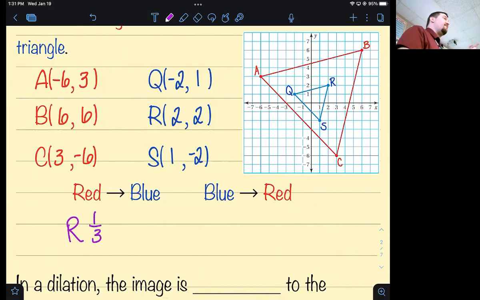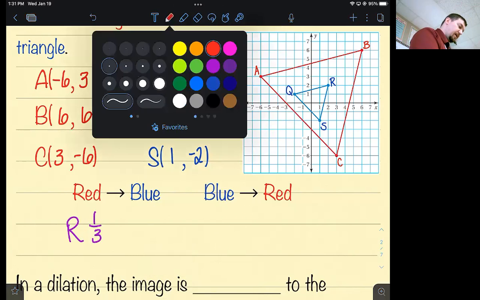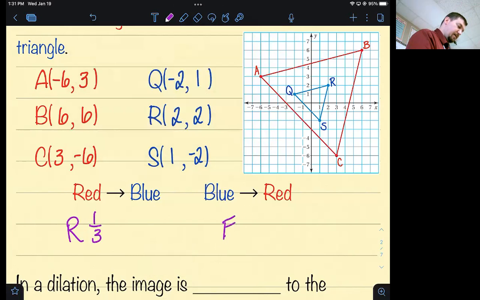What about if I told you the blue triangle was the original and the red triangle was the image? Obviously, it was enlarged by a scale factor of what, Owen? By 3, the exact opposite, or you might say the reciprocal. So if I went from blue to red, it should have been enlarged by a scale factor of 3.